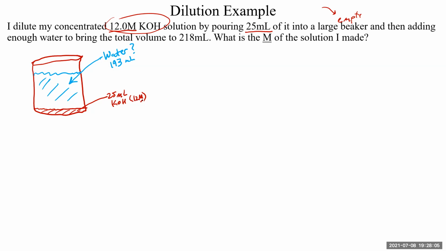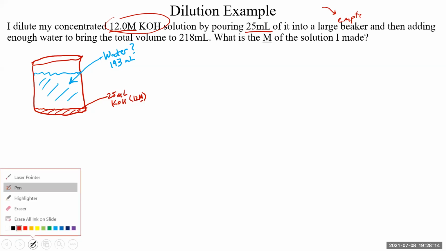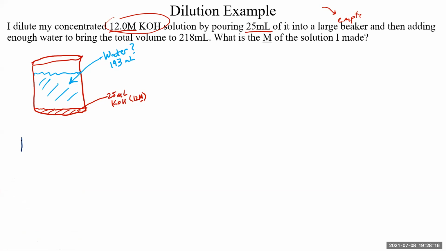What is the molarity of the final solution? So let's use our M1V1 equals M2V2, and just like with the gas laws, we'll make ourselves a little table to help ourselves out. So molarity 1, volume 1, and molarity 2, and volume 2. So let's fill in this table. Our starting molarity was 12 molar. Now, our starting volume was 25 milliliters. I'm going to put 25 milliliters here.